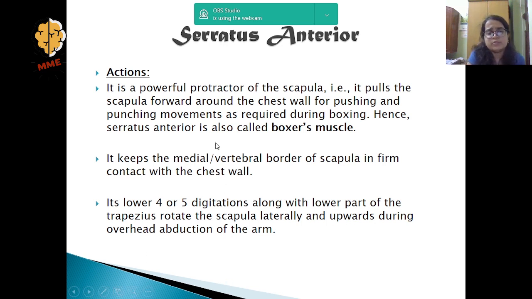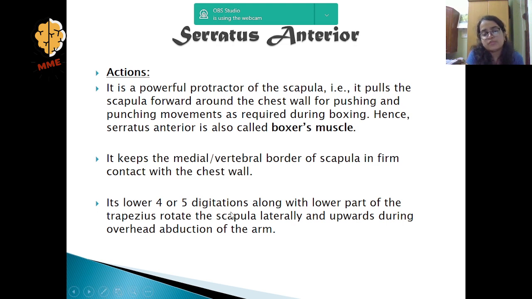Before that, let me elaborate the action of the serratus anterior. The serratus anterior is a very powerful protractor of the scapula. It pulls the scapula forward around the chest wall for pushing and punching movements. For this punching action, the serratus anterior muscle is very important, and hence it is called the boxer's muscle. As I discussed earlier, pectoralis minor assists serratus anterior in protraction. Another function of serratus anterior is that it keeps the medial or vertebral border of the scapula in firm contact with the chest wall.